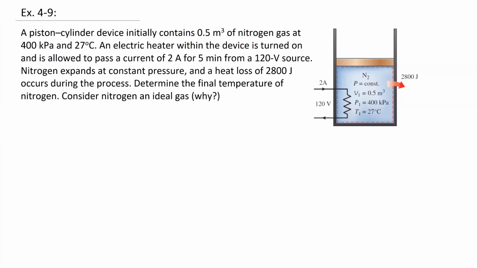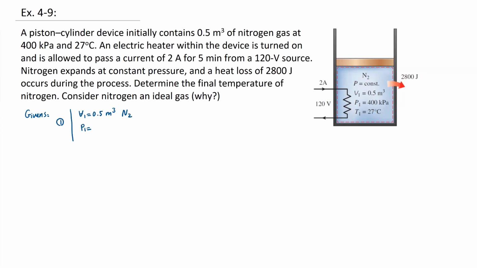Let's solve problem 4-9. I'm going to start by writing down the given. A piston cylinder device initially contains 0.5 meter cube of nitrogen gas. I'm going to consider initial state number 1. Initial volume of gas is given, 0.5 meter cubed. It is the volume of nitrogen gas.